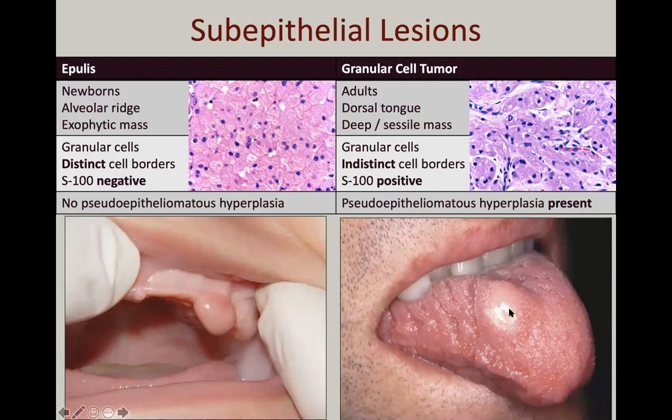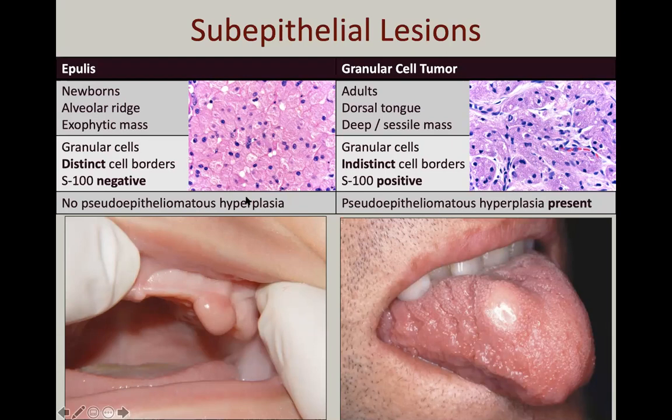Granular cell tumor is a usually sessile or deep tumor of adults, can be located on the tongue, the larynx, even in the skin. It's composed of these granular cells with indistinct cell borders, and they, in fact, are positive for markers of Schwann cell differentiation, such as S100 or SOX10, so they're thought to be modified Schwann cells.